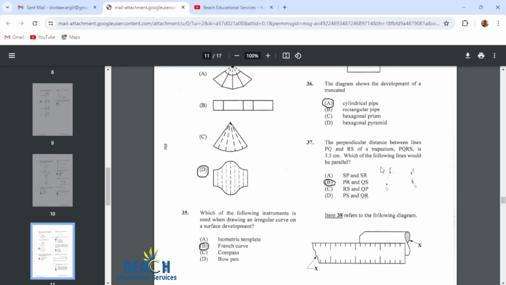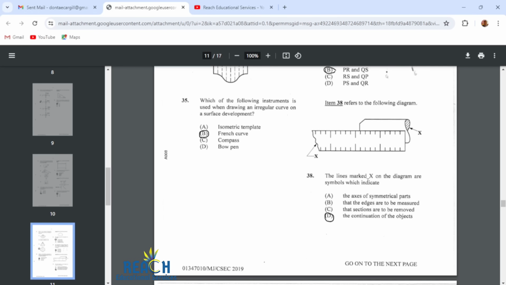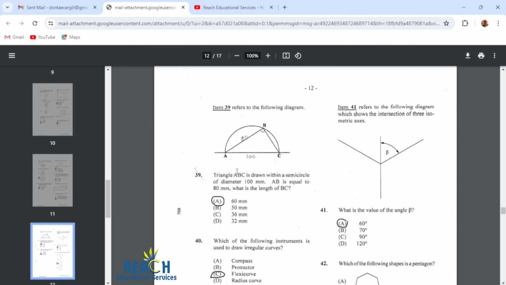Item 37. The perpendicular distance between the lines PQ and RS of a trapezium PQRS is 3.5 centimeters. Which of the following lines would be parallel? PR and QS would be parallel. Item 38 refers to the following diagram. The lines marked X on the diagram are symbols which indicate the continuation of the objects. So those symbols show that the figures continue.